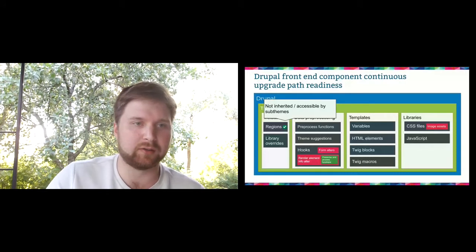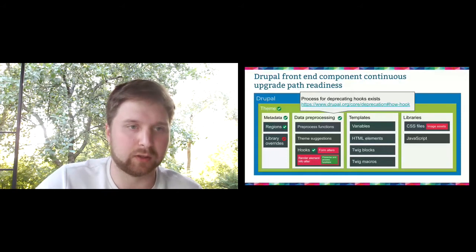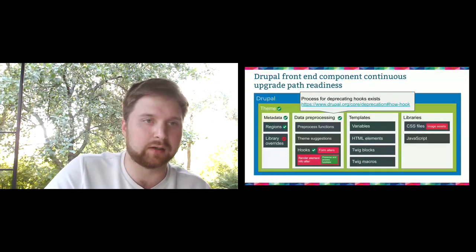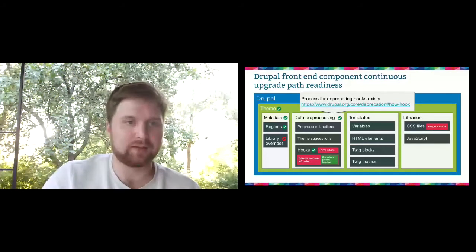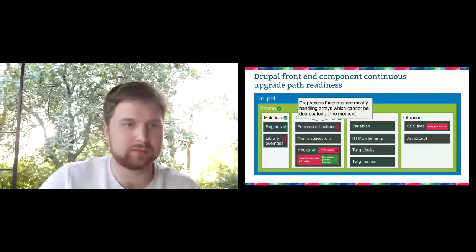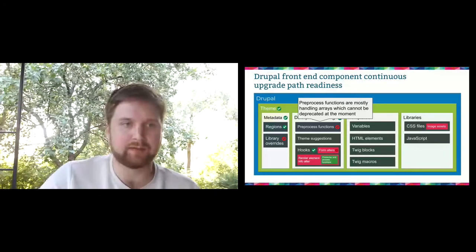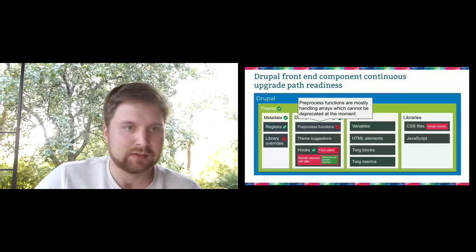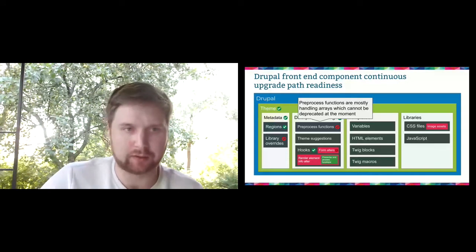I'm going to talk about the things that are missing in more detail after I've walked through all of the different bits to get a sense of where we are first. So on the second group, I have data processing, and we do have a process for deprecating hooks that's pre-existing from modules, nothing specific to the themes, so not really going to talk about that as well. We have preprocess functions, which is basically one of the APIs that is handling arrays, and for the array type of APIs, we don't really have a process for introducing deprecations right now.